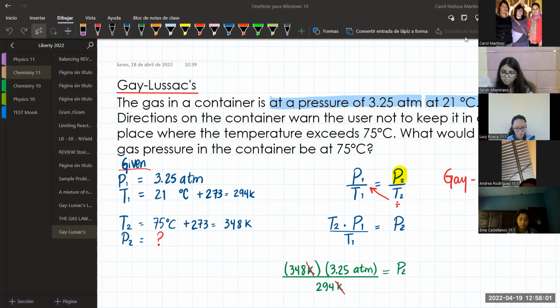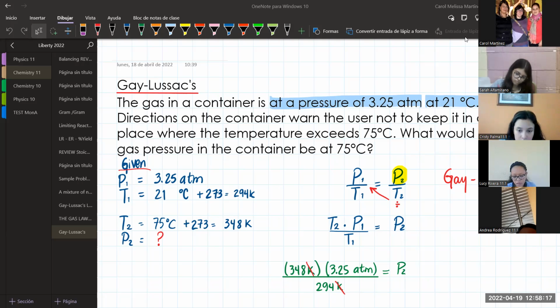How much is this? Remember, you have to make sure that the two units of temperature, the two kelvins, are going to be cancelled out. So, how much did you get here? 3.85.